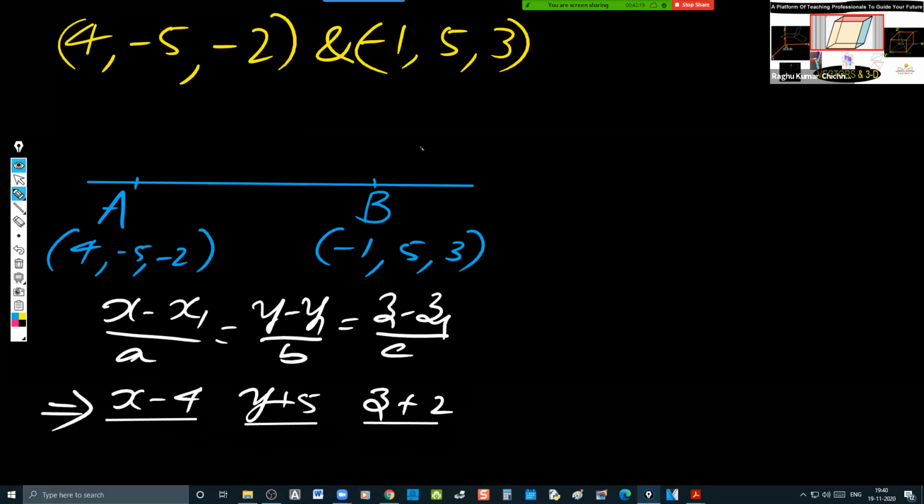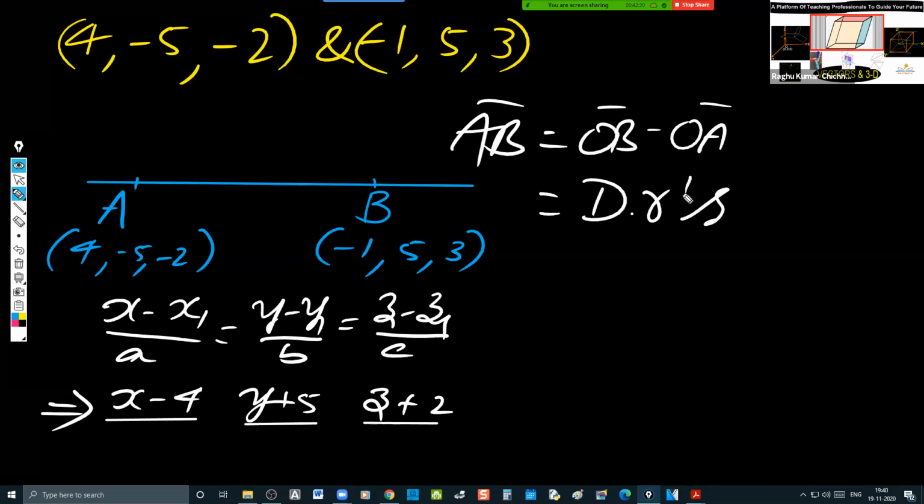And as I said, AB bar is nothing but OB bar minus OA bar, which is nothing but DRs, please. Seeing three-dimensional geometry from the window of vectors. Come on, tell me now, what is OB minus OA? Minus 5, 5 plus 5 is 10, 3 plus 2 is 5. That's it, please. This is the line equation.